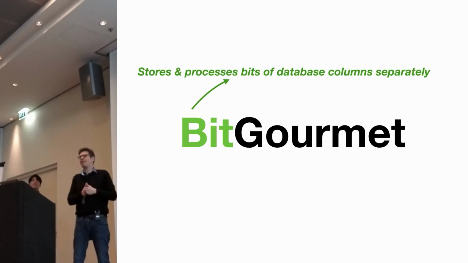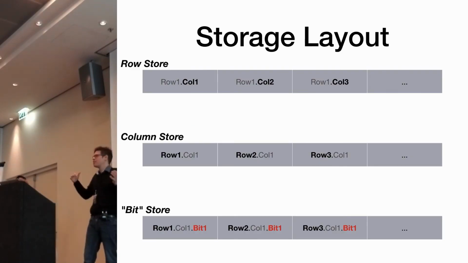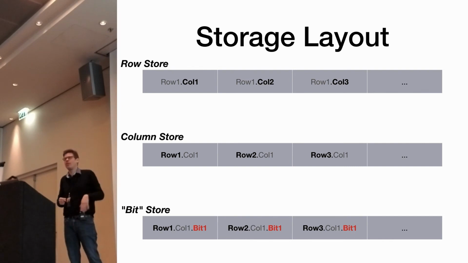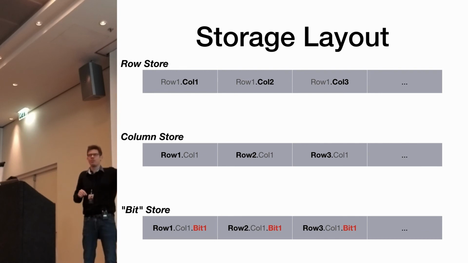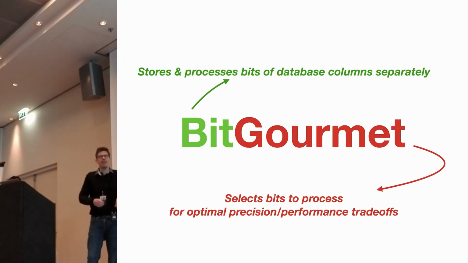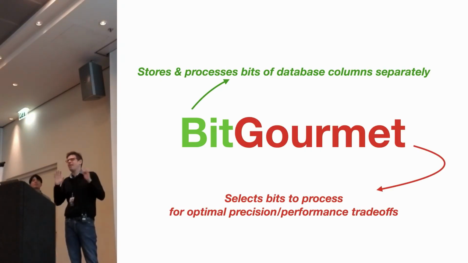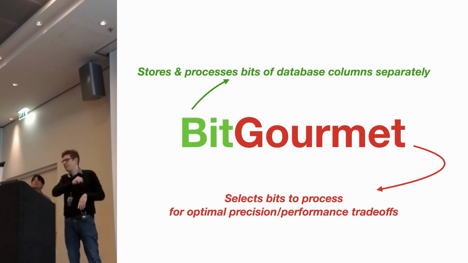The first part of the title refers to the fact that we have a very specific storage layout. Whereas a row store stores data for the same row consecutively and the column store values from the same column, we store data about specific bit positions of specific columns consecutively, which allows us to access only those bits that we are most interested in. The second part of the title refers to the fact that we carefully select which bits to process, and as we will show later, that turns out to be crucial in order to get benefits from this approach.